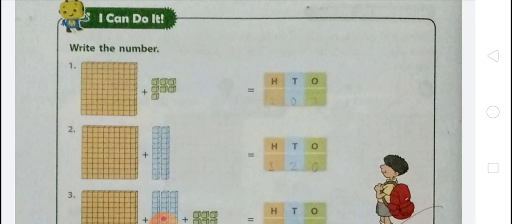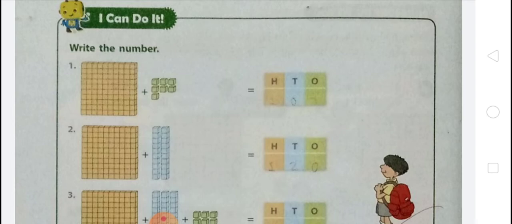So the first is one block of 100, that means 100, plus there are 7 single blocks, that means 7. 100 plus 7, that is 107. On 1's place there will be 7, on 10's place there will be 0, and on 100's place there will be 1.